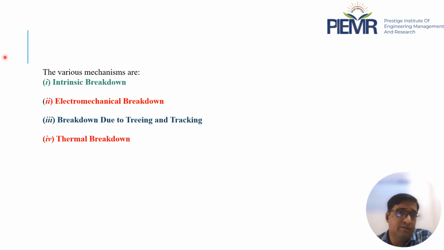Further, the various mechanisms of breakdown in solid dielectrics can be divided into four major parts. First is the intrinsic breakdown. Second is the electromechanical breakdown. Third is breakdown due to treeing or tracking. And the last one is thermal breakdown.